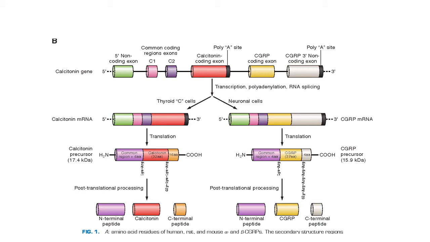Here's a final picture of what the splicing looks like. The calcitonin gene includes several exons, one of which encodes calcitonin, and another of which encodes CGRP. And splicing goes differently in thyroid versus neuronal cells, such that the calcitonin coding exon is included in the final RNA in thyroid, but not in neuronal cells. And conversely, the CGRP peptide coding region is included in neurons. Now, there's also alteration of the poly A sites, which we don't need to worry about right now.